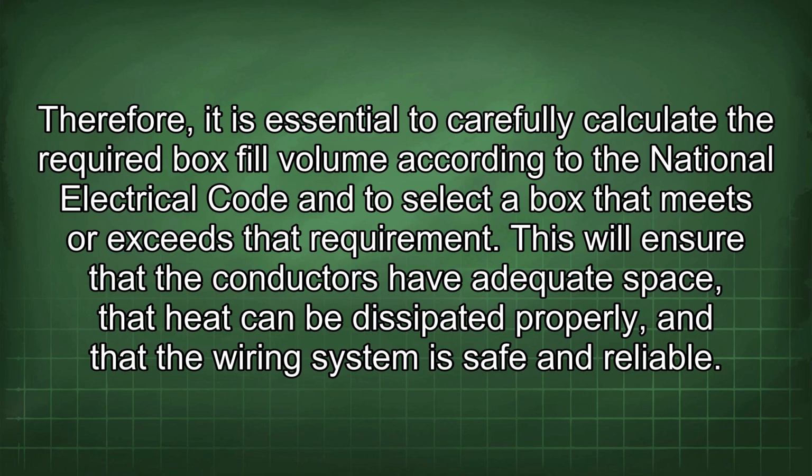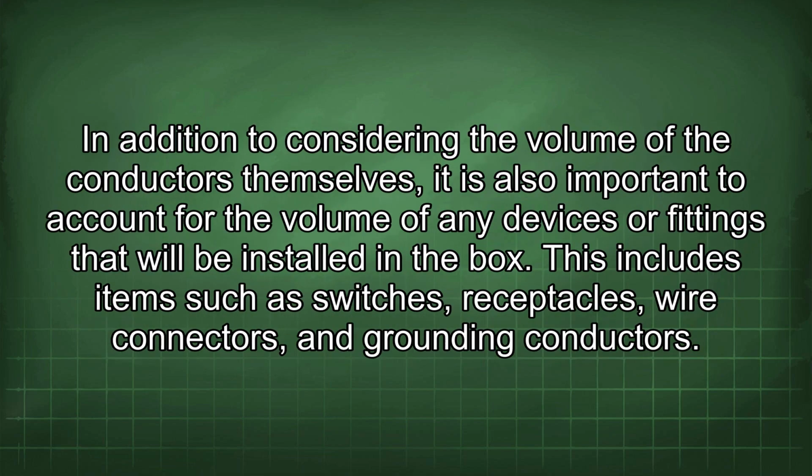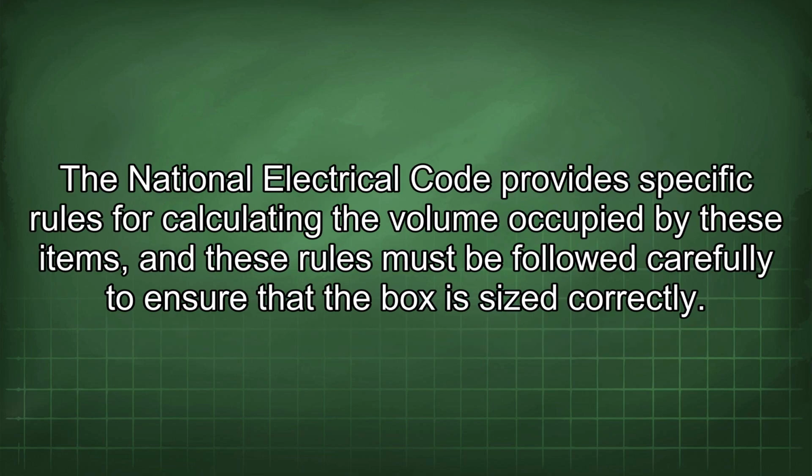This will ensure that the conductors have adequate space, that heat can be dissipated properly, and that the wiring system is safe and reliable. In addition to considering the volume of the conductors themselves, it is also important to account for the volume of any devices or fittings that will be installed in the box. This includes items such as switches, receptacles, wire connectors, and grounding conductors. The National Electrical Code provides specific rules for calculating the volume occupied by these items, and these rules must be followed carefully to ensure that the box is sized correctly.